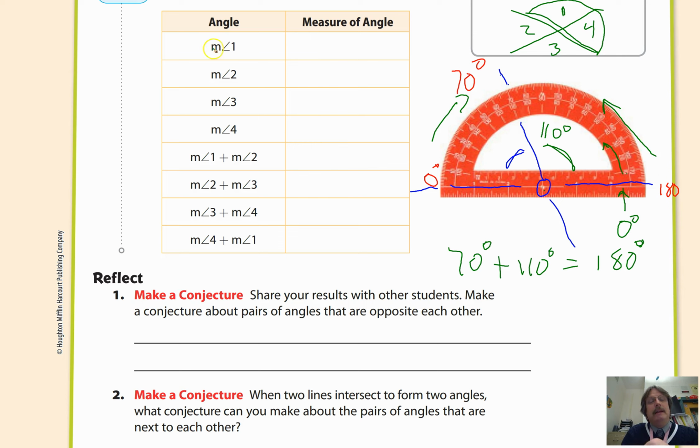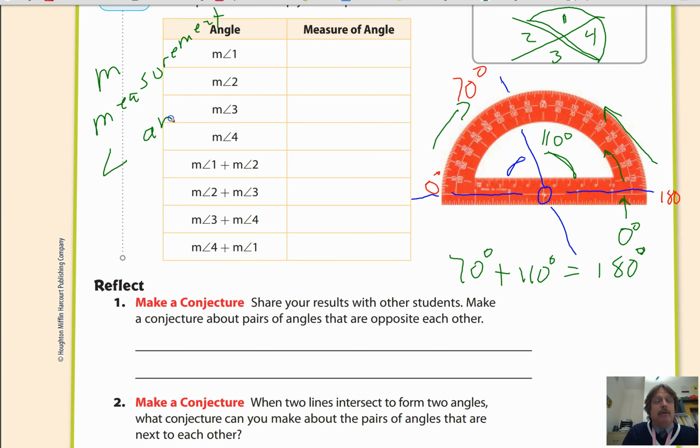What this says is, what is the measurement? Little m is for measurement, and this symbol represents angle. So this is telling you, what is the measurement of angle number 1? You'd get that measurement from your protractor and write it down. Let's say it's about 120 degrees.